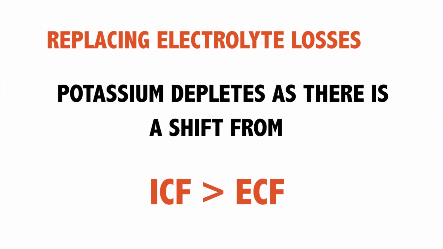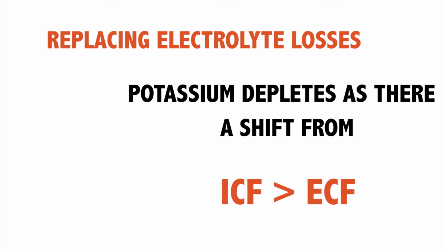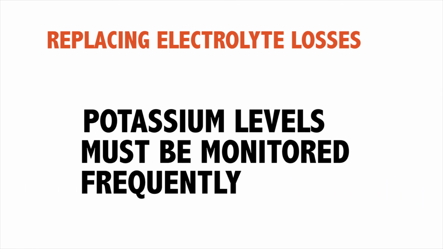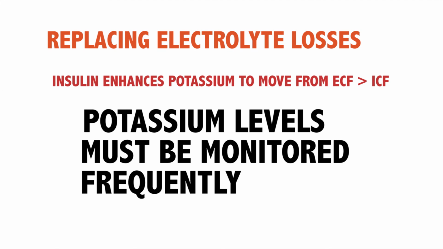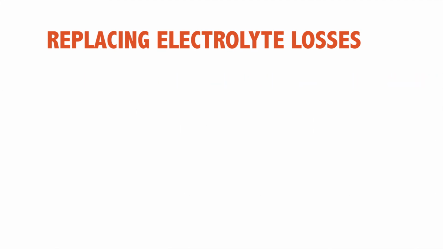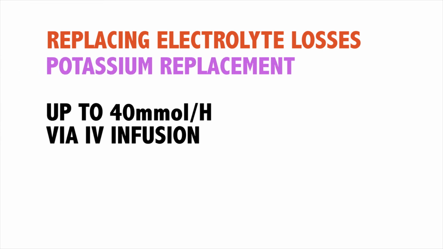Although the initial plasma concentration of potassium may be low, normal or even high, potassium depletion from body stores is significant because of the potassium shift from the intracellular to extracellular space. In addition, the serum potassium usually falls as the acidosis resolves and potassium re-enters the cells. Therefore, potassium must be monitored frequently. Insulin administration enhances the movement of potassium from the extracellular fluid into the cells. Cautious but timely potassium replacement is vital to avoid arrhythmias that can occur with hypokalemia.